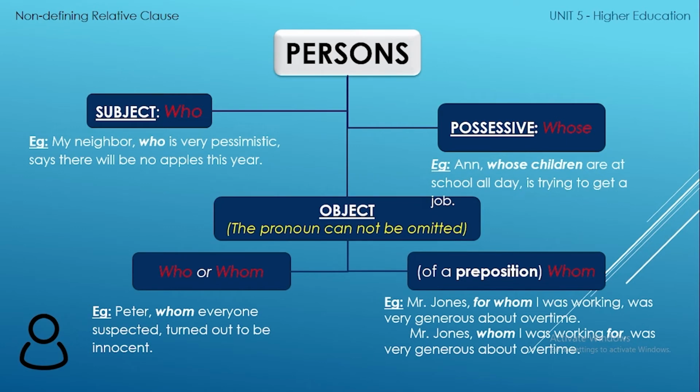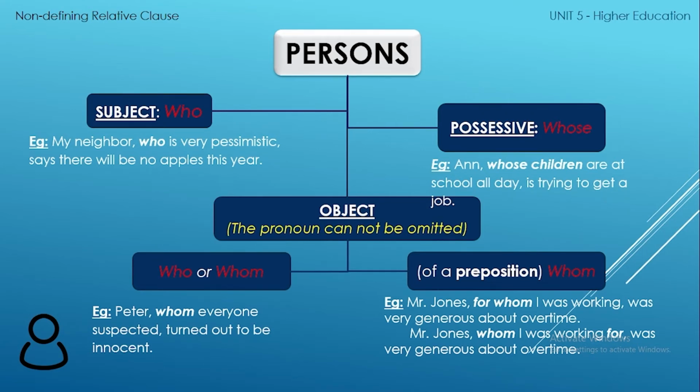Now, if the noun in a sentence is about persons and that noun is the subject of a sentence, we can use the word who. For example, my neighbor, who is very pessimistic, says there will be no apples this year. If that noun is a possessive, we can use the word whose. For example, Anne, whose children are at school all day, is trying to get a job.